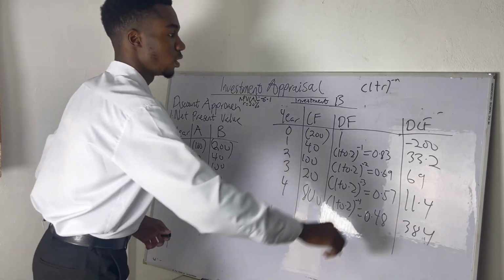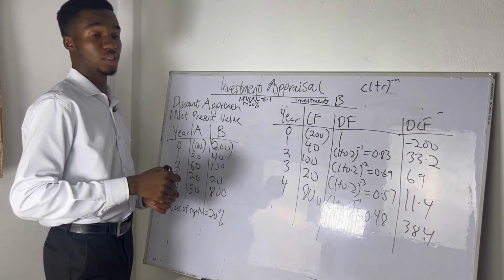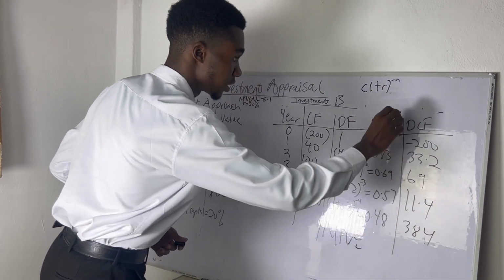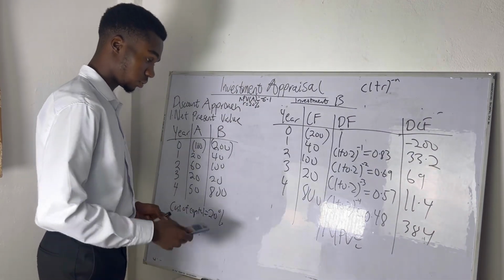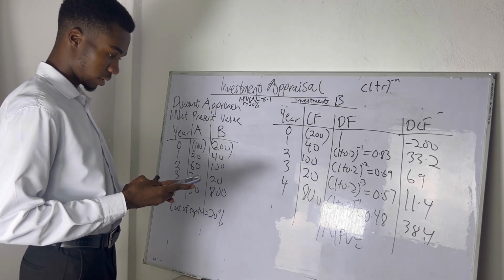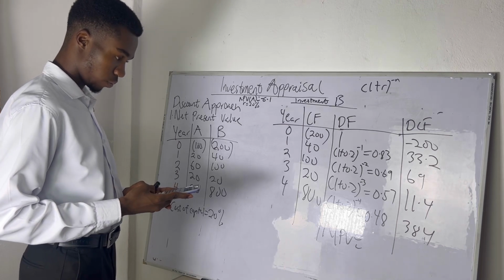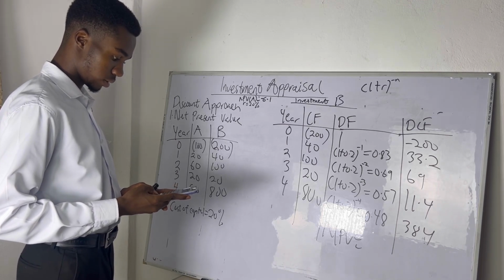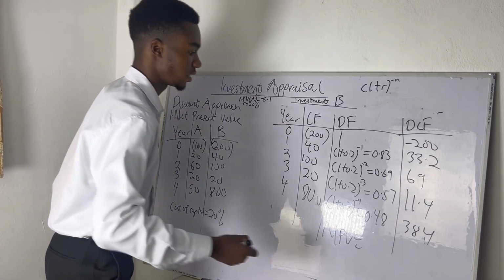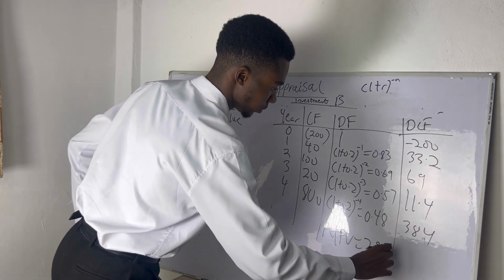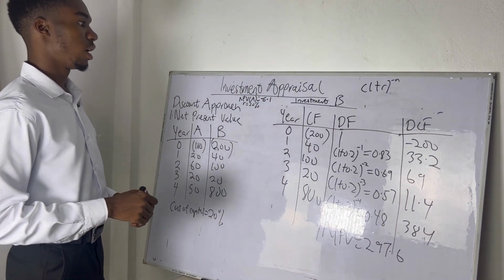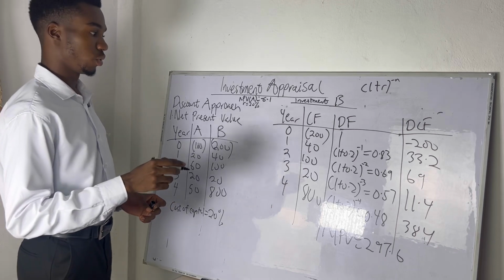So now we're going to add all the DCFs or the discounted cash flows to get our NPV. So the NPV, you just add all of this. So when you add it, negative 200 plus 33.2 plus 69 plus 11.4 plus 384, you're getting 297.6. This is the net present value for B. So now our net present value for B is 297.6.